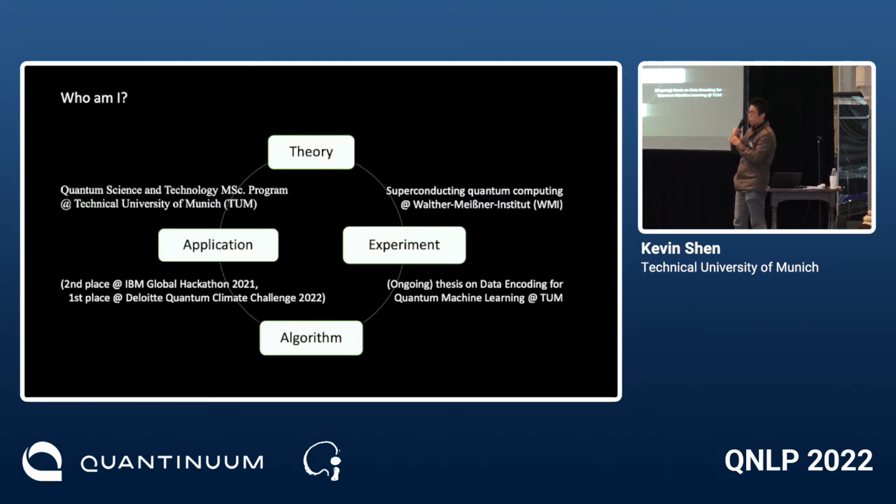In parallel to my studies, I'm an intern at the Walter Meissner Institute, which is also based in Munich. The institute specializes in fabrication and experiments with superconducting quantum computers. My master thesis, which will begin soon, will be on the topic of encoding image data into quantum states for quantum machine learning. I've also participated in quite a few quantum hackathons, including the IBM Global Hackathon last year, and recently the Deloitte Quantum Climate Challenge.